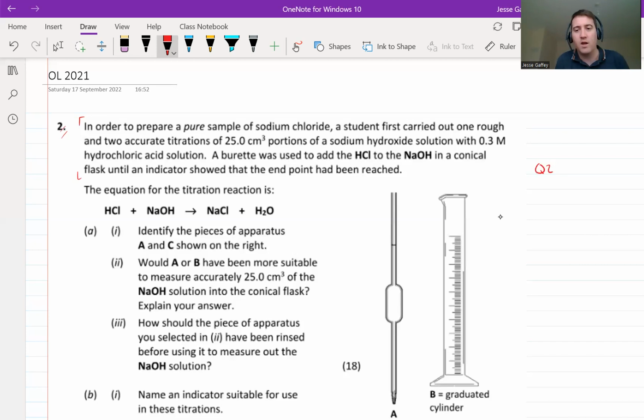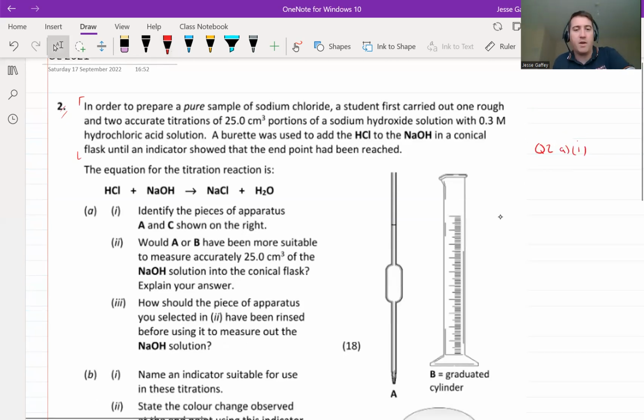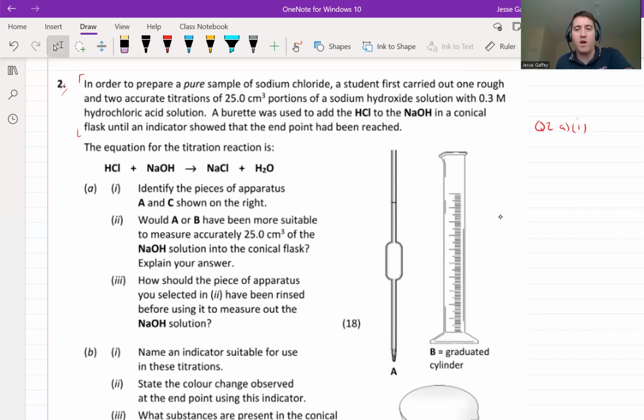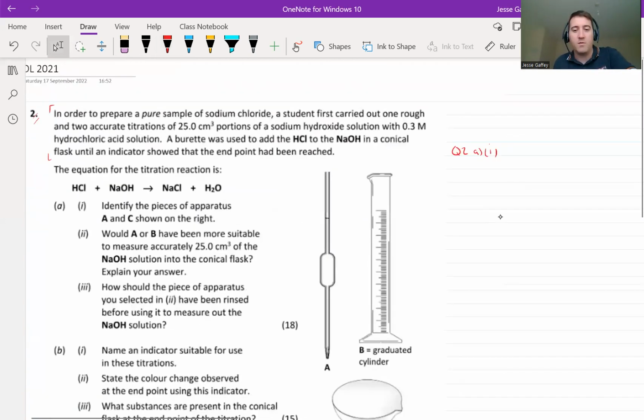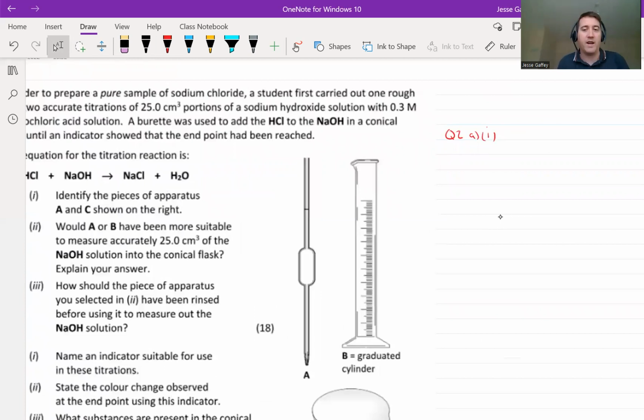So question 2, and it's part A we're looking at, A part 1. It says, identify the pieces of apparatus A and B shown on the right. So this is something that you do not get marks for in a higher level question. So at this stage, pause the video and write down what is A here and what is B. All right. So those are probably worth 3 marks each, is my guess.